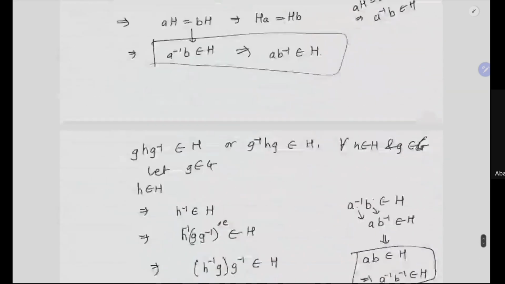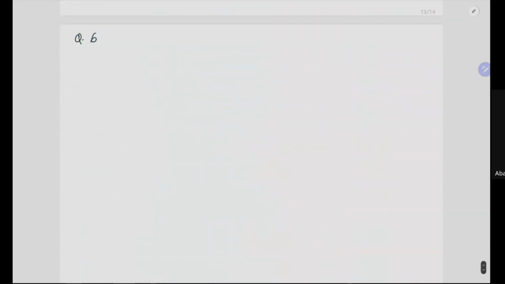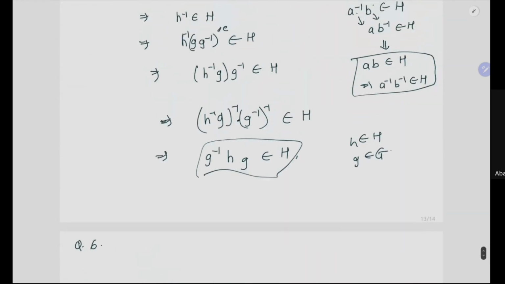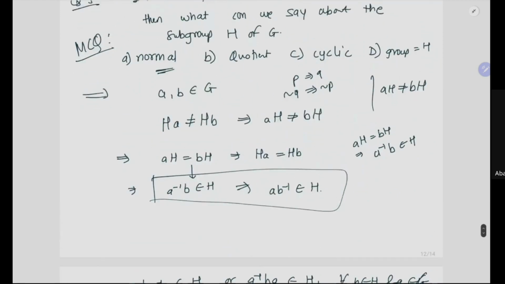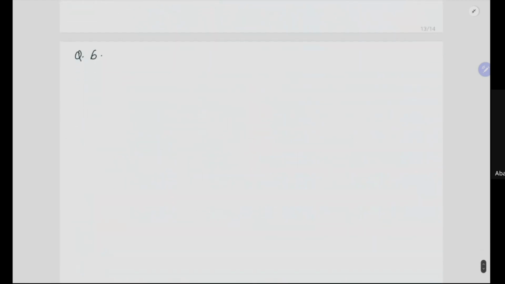So, next question, I think it was number 6. I hope there is no more problem. Okay, this was an MCQ, and we proved that it is normal. So we don't care about the rest of the options here for now. Okay. So, let me say H1 and H2 be normal subgroups.